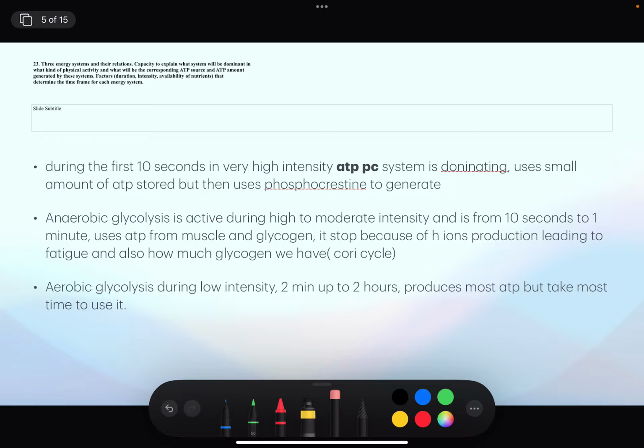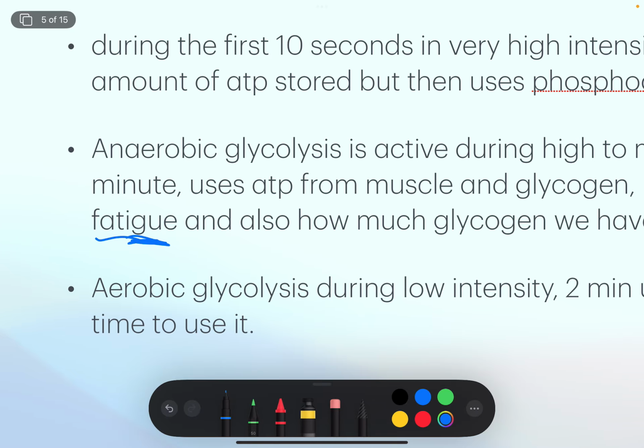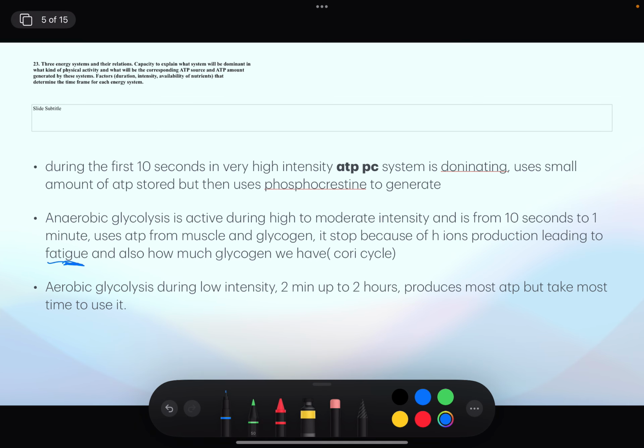And if you're not trained enough, or if you don't have as much glycogen, then you would produce lactic acid and hydrogen ions, and this would lead to muscle fatigue. So when your muscle is fatigued, you can't really contract and you can't do your exercises or sprint as well as you would if your muscle weren't fatigued. So this is also another issue with this system.